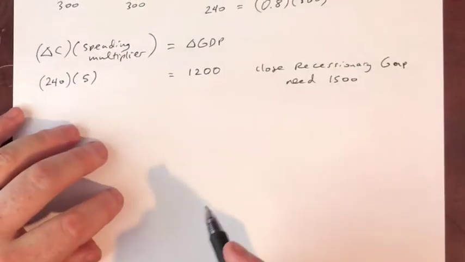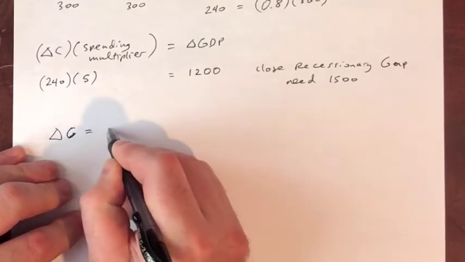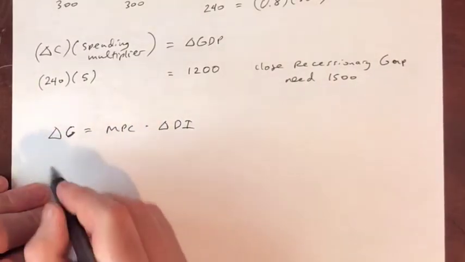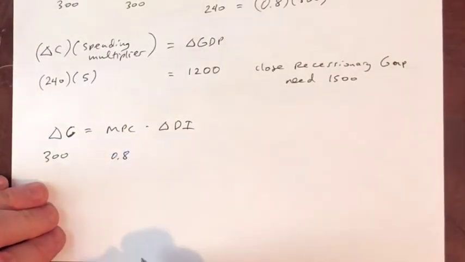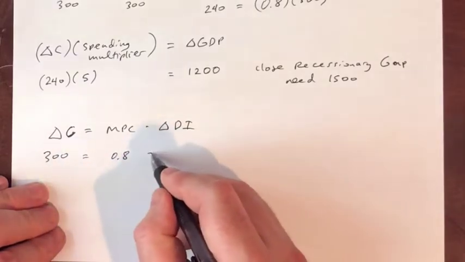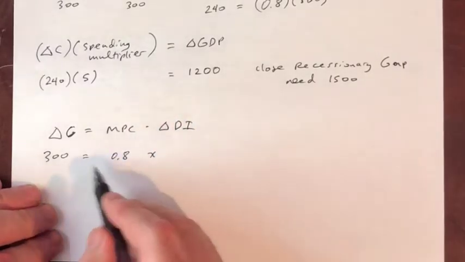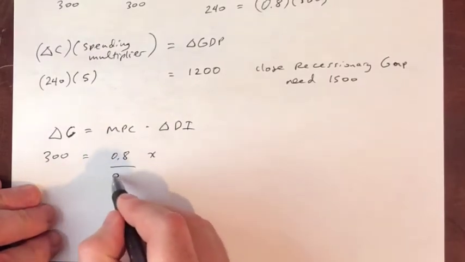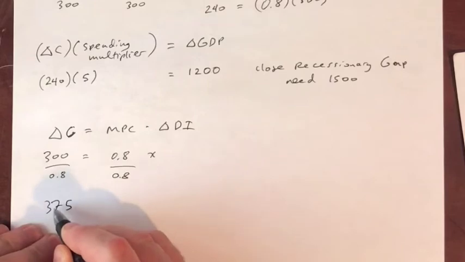We said, look, here's what we need, okay? Going back to this formula, delta C equals MPC times delta DI, right? So if we know that what we need to see at the end is 300, and we know the marginal propensity to consume is 0.8, we just need to solve for the missing variable here. So that delta DI is the thing that we don't know. So 300 equals 0.8 times X. We're going to divide both sides by that 0.8. This gives us 375.